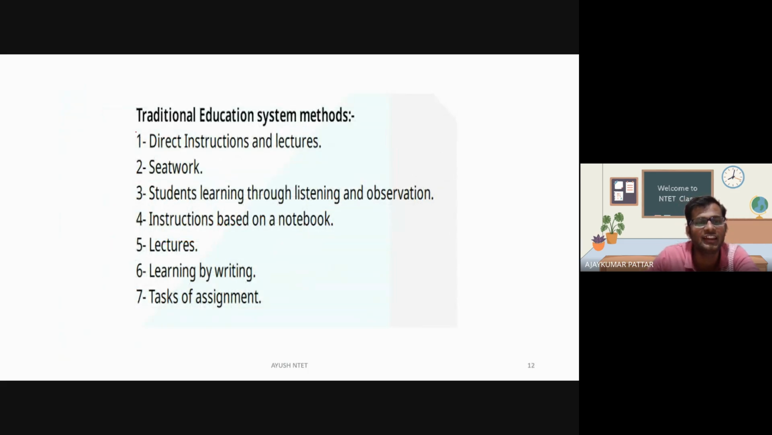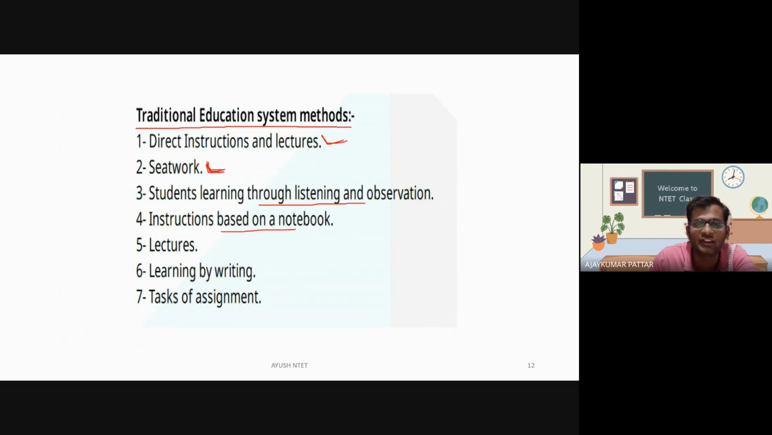Then traditional education system methods. So what are the things we already know: direct instruction, giving a direct lecture, is the method in the traditional education system. Then seat work means giving questions or some assignment to the student, that can be called seat work. Students learn through listening and observation, you already know.